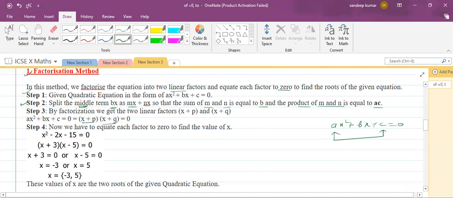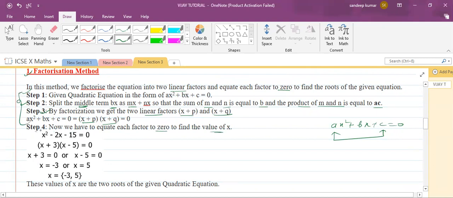Third step, by factorization, we get the two linear factors, that is x plus p and x plus q. So we can equate x plus p and x plus q to 0. Now we have to equate each factor to 0 to find the value of x. These are the simple steps.